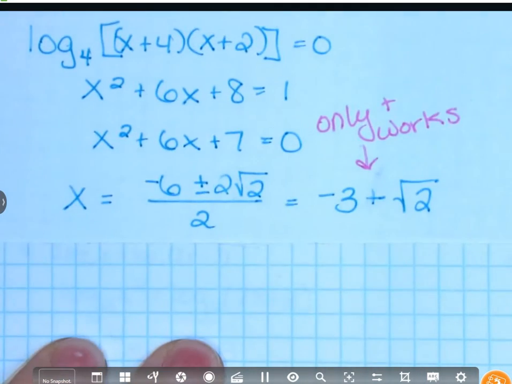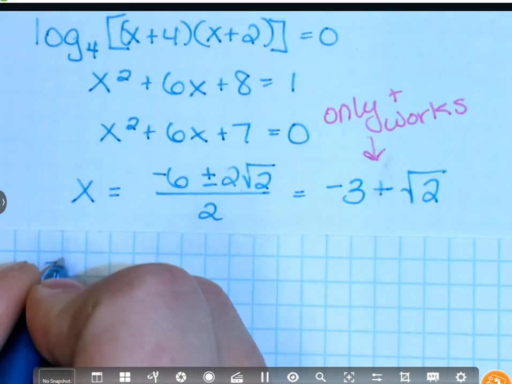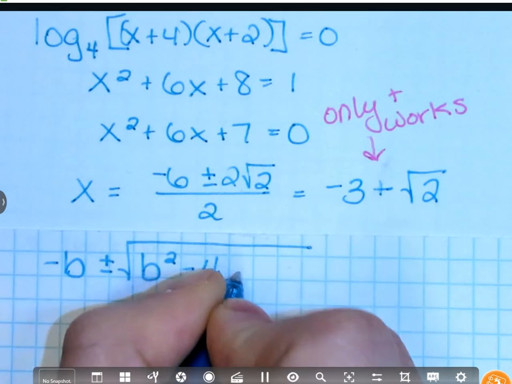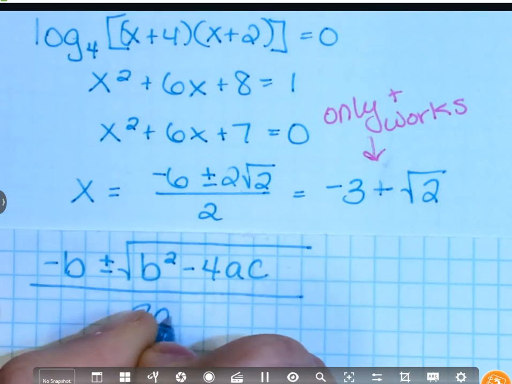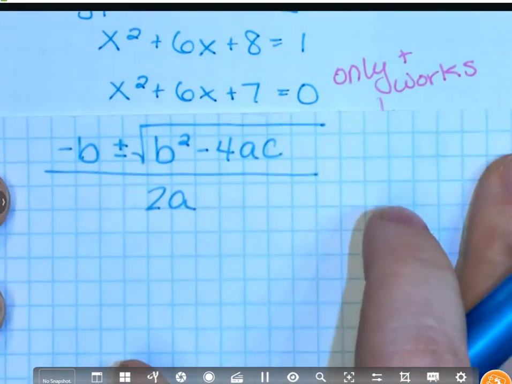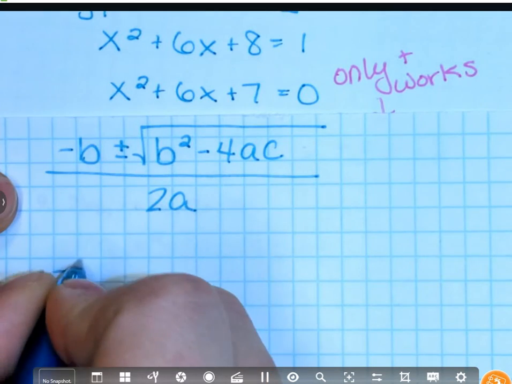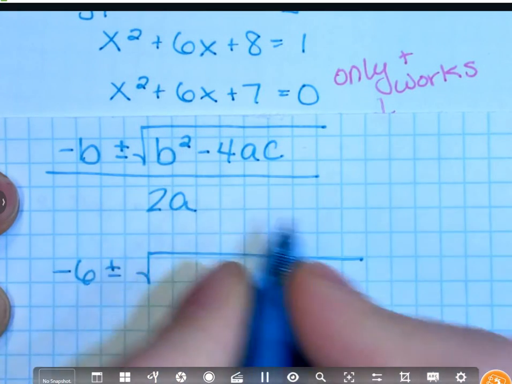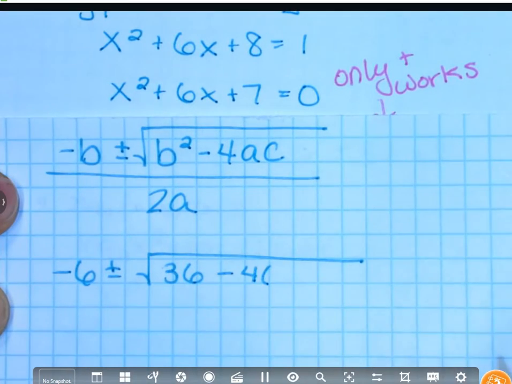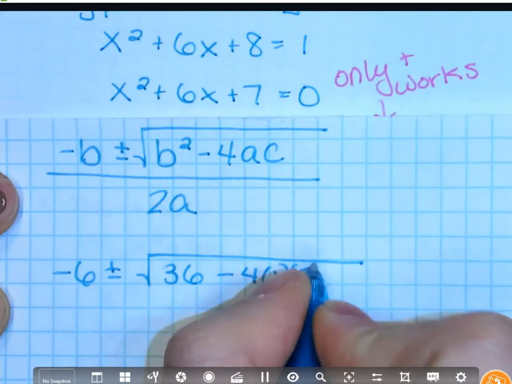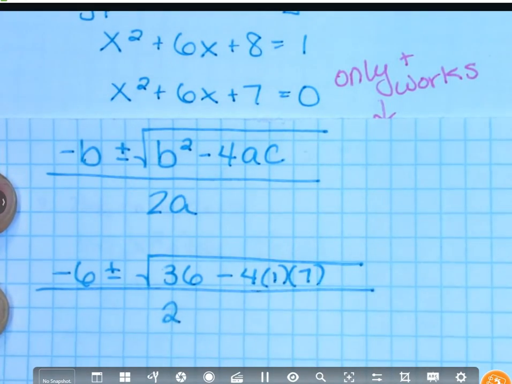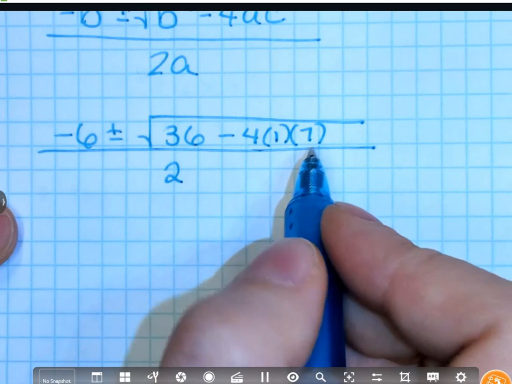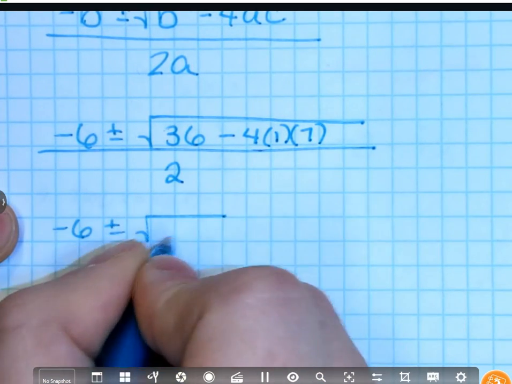So, for those of you who don't recall, the quadratic formula is -b plus or minus the square root of b squared minus 4 times a times c, all over 2a, where b is the number in front of the x, so that means I would have -6. What is -6 squared? I'm sorry, what is 6 squared? 36. Minus 4. What's a? And c? All over 2 times a, which is 2. What's 4 times 7? 28. And 36 minus 28 is 8.